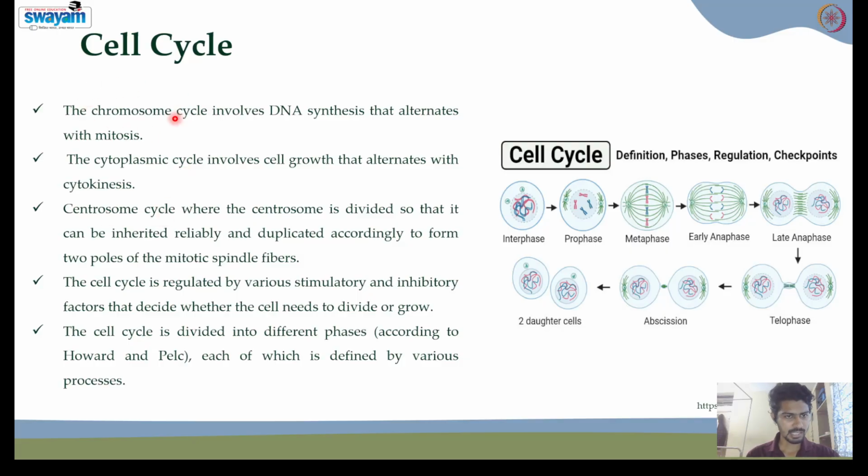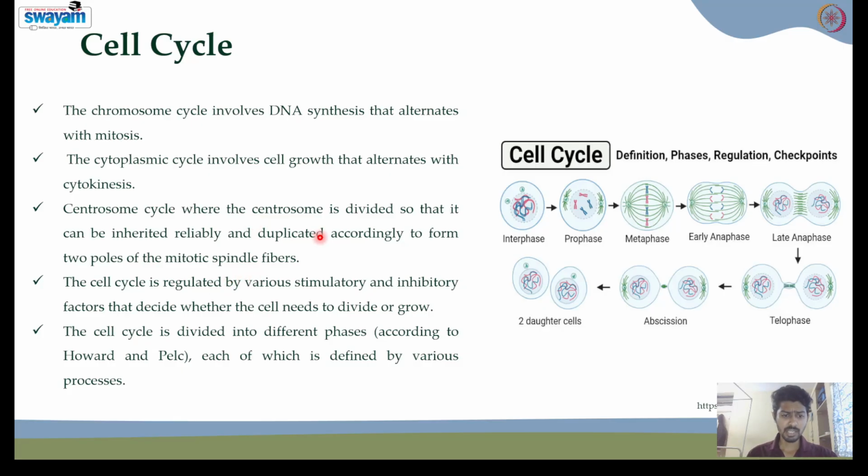In the first cycle, the DNA synthesis mainly occurs, and that alternates with mitosis. Whereas in the second cycle, the main focus is cell growth, and that alternates with cytokinesis. And in the centrosome cycle, the centrosome is divided so that it can be inherited and duplicated according to the two poles of the mitotic spindle fibers.